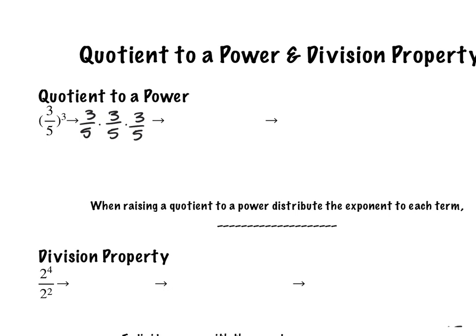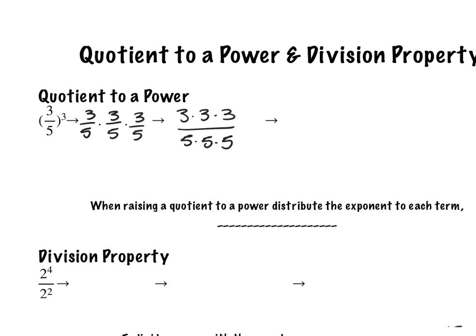So does anybody remember, back to elementary school, middle school, how I multiplied fractions? Straight across, right? When I'm just multiplying fractions, I do. So I can say this is 3 times 3 times 3 over 5 times 5 times 5.